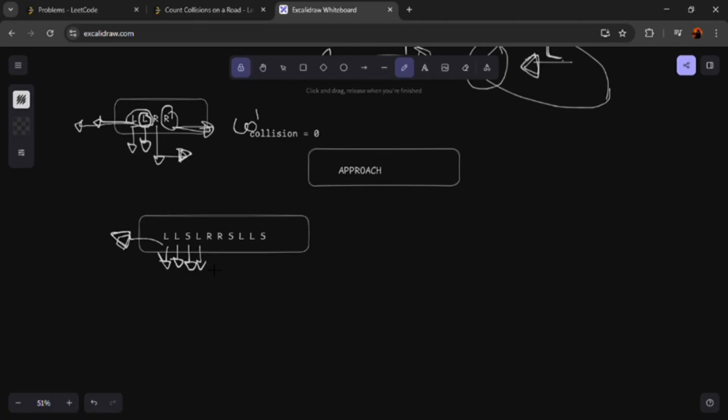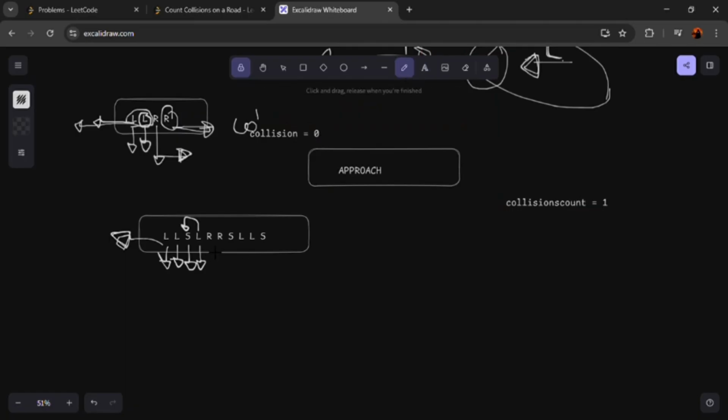Now look here, this car moves to the left side and finds that there is a stationary car. Okay, so there is a collision. So right here, the collision count will be equal to 1 because this car will collide with the stationary car. That's why I take count as 1.